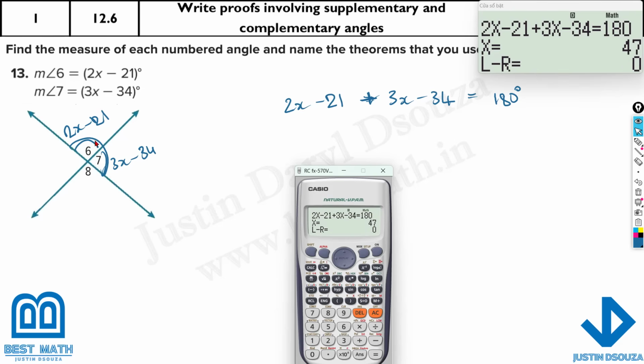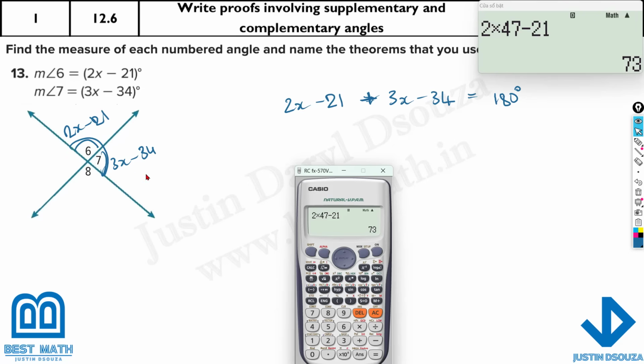So we know x is 47 degrees. So what is this angle 6? It'll be 2 times 47 degrees for x, minus 21. The answer is 73 degrees, and the measure of angle 8 is also 73 degrees. Why? Because they're vertically opposite angles. So that's 73, this is 73.